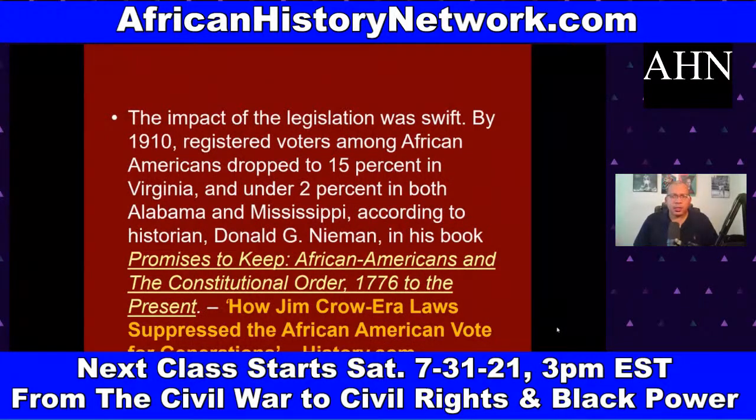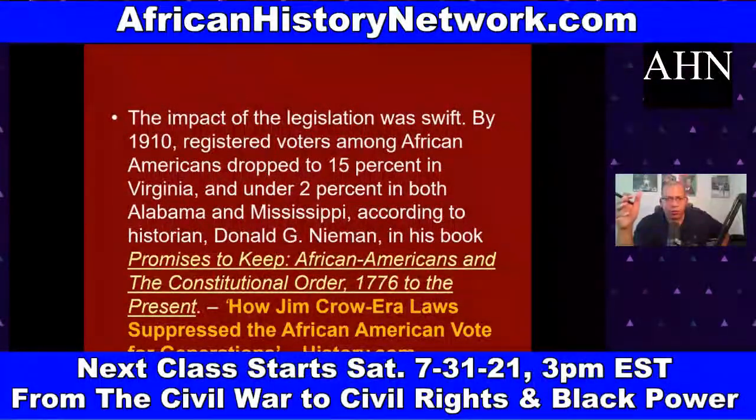The impact of the legislation was swift. By 1910, registered voters among African Americans dropped to 15% in Virginia and under 2% in both Alabama and Mississippi, because after that 1890 Mississippi State Constitution, other southern states started adopting similar state constitutions that had poll taxes and literacy tests and these obstacles to the 15th Amendment to reduce the number of African Americans voting and reduce the number of African Americans registered to vote. So we're going to see immediate negative impact from this.